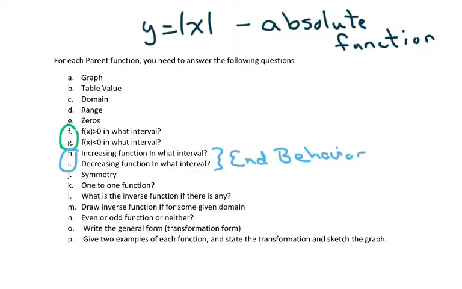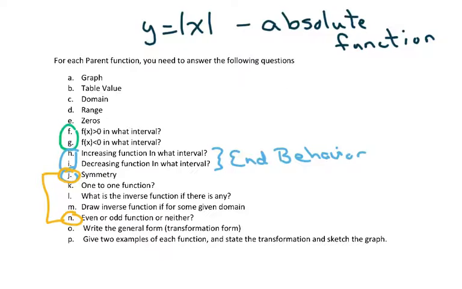And this symmetry here I'm going to discuss. Let me put that in yellow. The symmetry is going to go with the even and odd. I'll discuss those at the same time. Okay, so basically you have this written down.